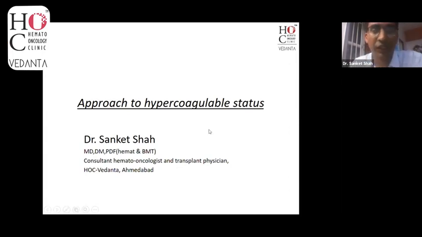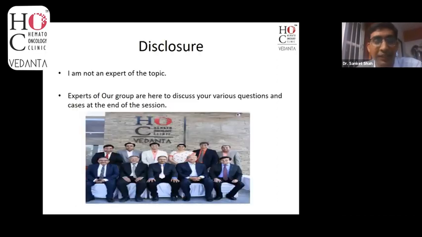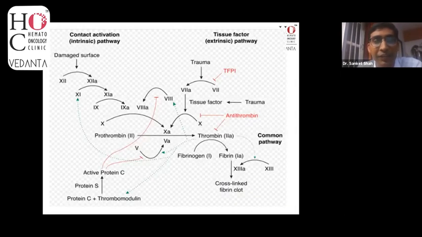So today's topic is the approach to hypercoagulable state. Before I start, I'll genuinely say I am not an expert on the topic, but we have experts from our group. This is our group at HOC Vedanta, and they are here during the panel discussions at the end of the session to take our various questions and cases and to guide us through that, right?